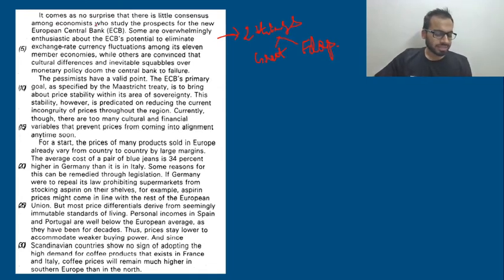Okay, now what are they saying? They are saying that with the new European Central Bank, we'll call it ECB throughout the passage, throughout the rest of our session, they want to study the prospects of the new ECB. Now, some are overwhelmingly enthusiastic about the ECB's potential. So there are two things that could happen. One is it could be great. What is the second thing? Others are convinced that cultural differences and inevitable squabbles over monetary policy doom the central bank to failure, the others say that it could be flop.